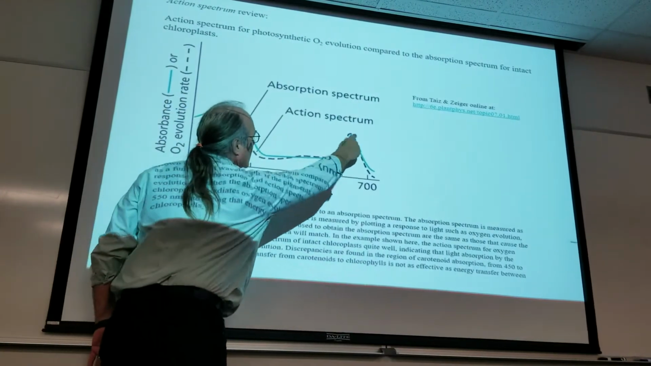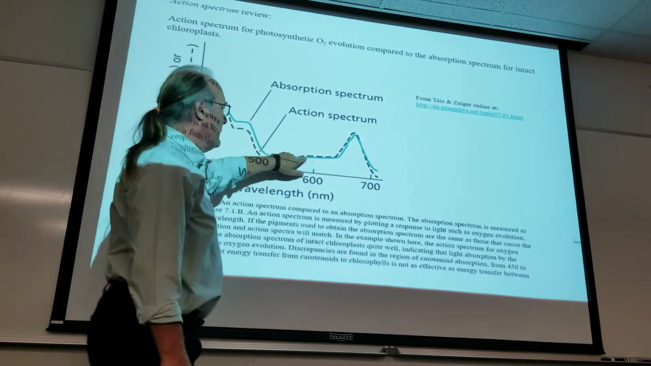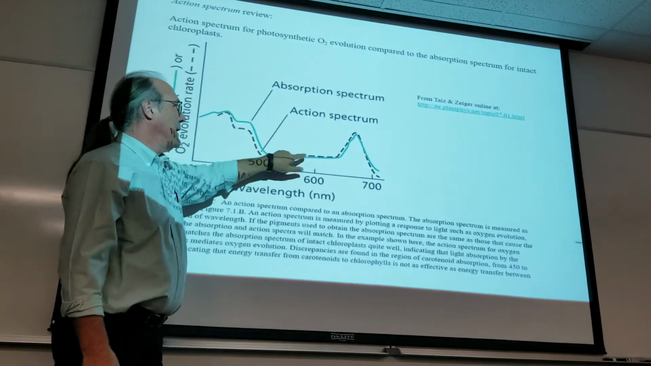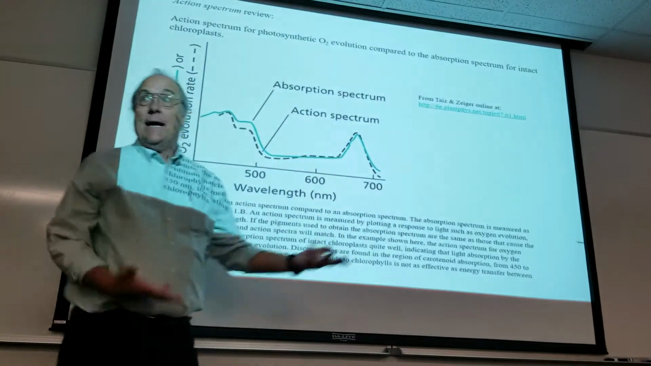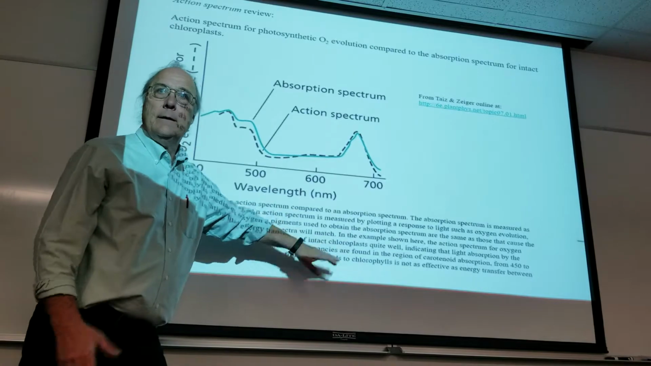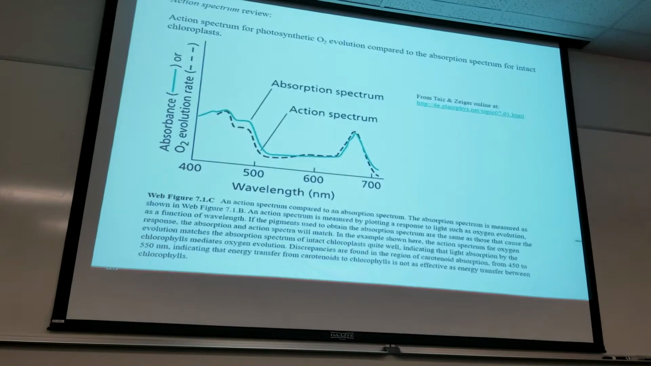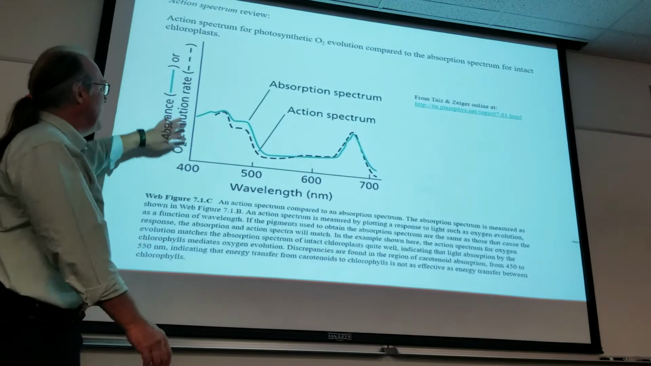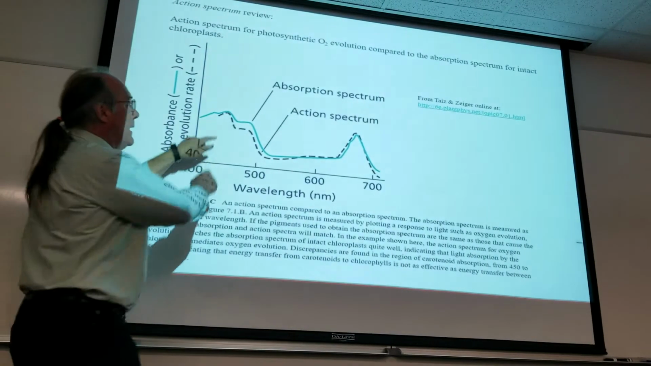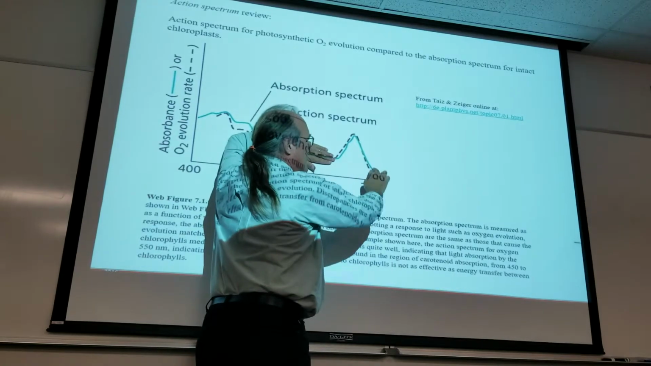If you look at the absorption spectrum for intact chloroplasts, you see that they match quite well, especially in this red part of the spectrum. That's evidence that the absorption of light by intact chloroplasts is responsible for photosynthesis. That's something that we all know. That's old news for us. But we could have an action spectrum of stomatal conductance and an absorption spectrum of chlorophyll. And if you plot those, again, you get the same in the red part.